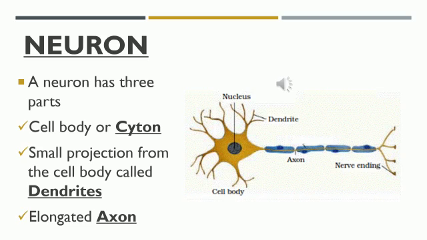As I said, children, nervous tissue is made up of neurons. And this neuron has three parts. One is the cyton, also called the cell body. Next is the small projection from the cell body, called dendrites, which are like branches. And next is the elongated axon. So these are the three main parts that you see in a neuron.